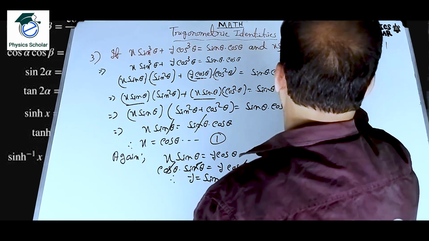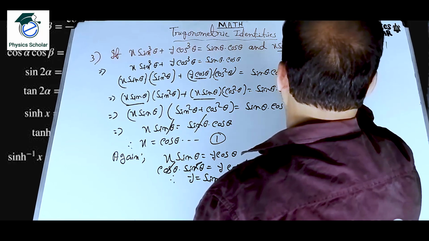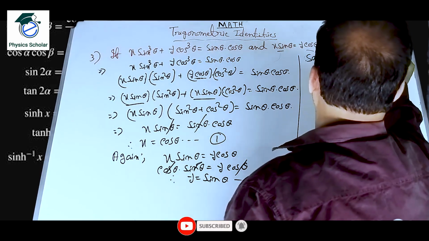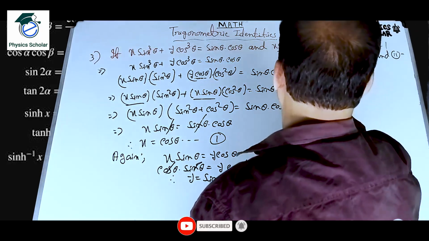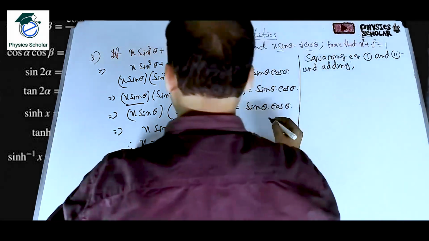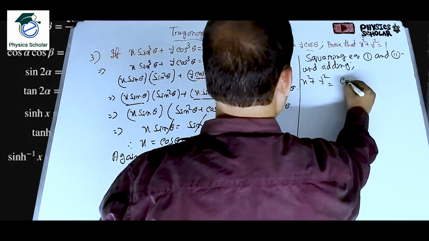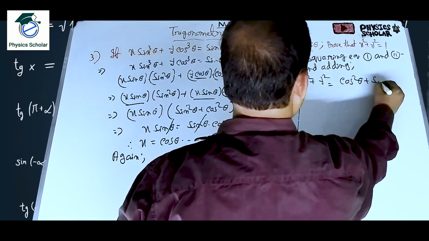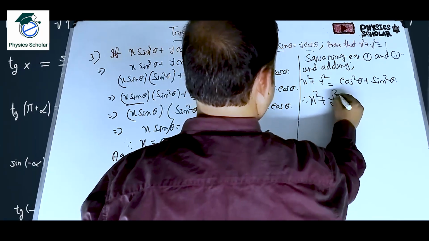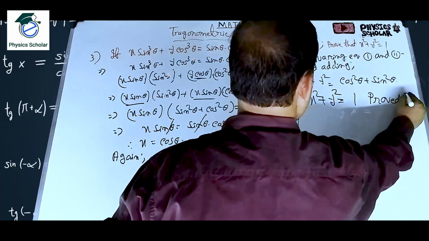Squaring equation 1 and 2 and adding. What do we get? X square plus y square is equal to cos square theta plus sin square theta. So that means x square plus y square is equal to sin square theta plus cos square theta, which means 1. So this is proved. Clear?